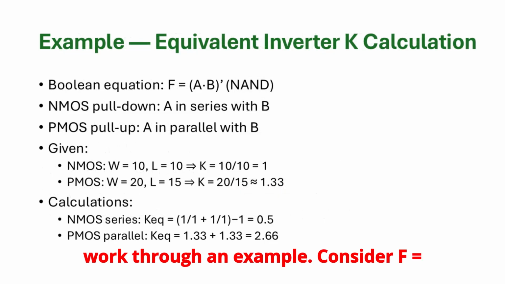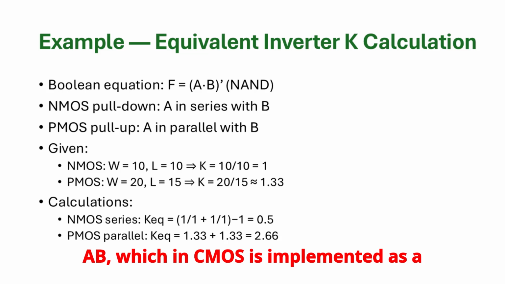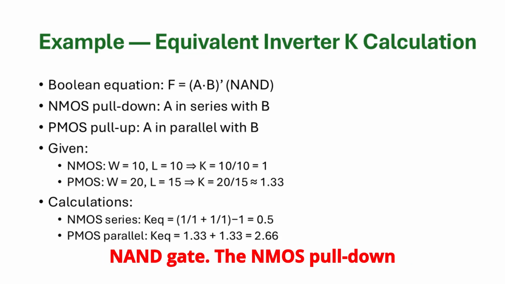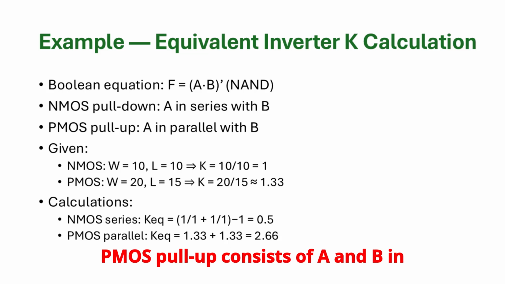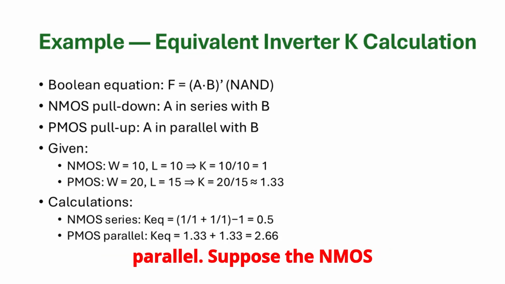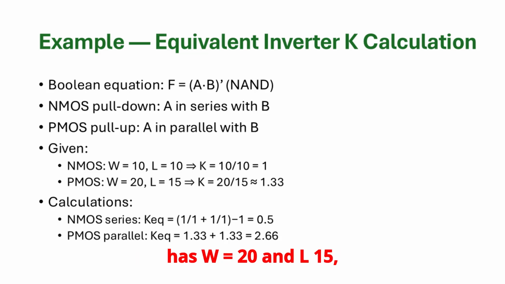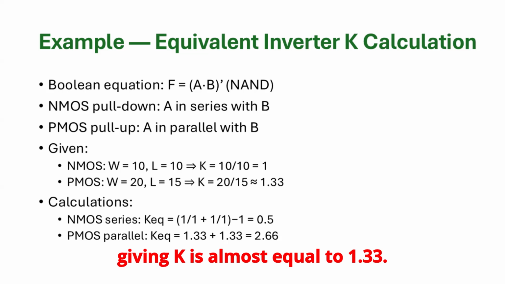Let us work through an example. Consider F equals AB, which in CMOS is implemented as a NAND gate. The NMOS pull-down consists of A and B in series, while the PMOS pull-up consists of A and B in parallel. Suppose the NMOS has W equals 10 and L equals 10, so its drive factor is 1. The PMOS has W equals 20 and L equals 15, giving K almost equal to 1.33.